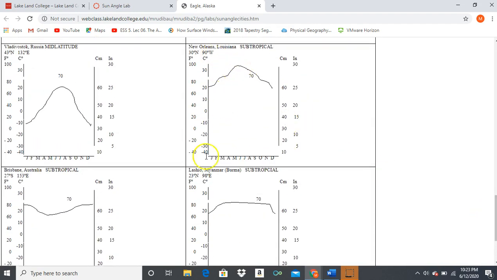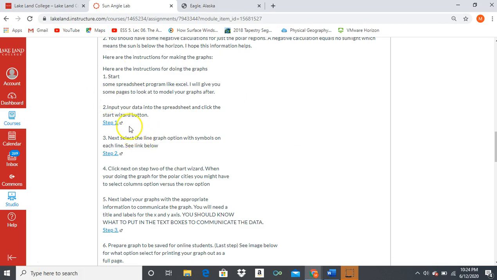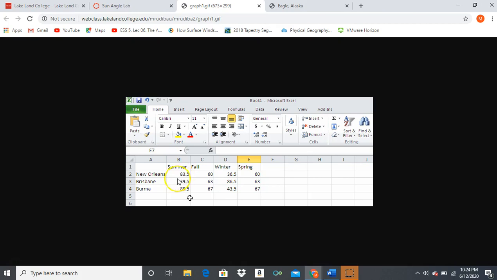So you could see New Orleans, Brisbane, Australia, and Burma. They all are in the subtropics. I actually give you a demo of what that graph will look like. So the first thing you'll start with is you'll open up a spreadsheet, and then you'll structure a graph that looks something like this with the name of the cities. Across the top, you'll have the seasons of the year, summer, fall, winter, spring, and then you'll fill in the sun angles that you calculated.